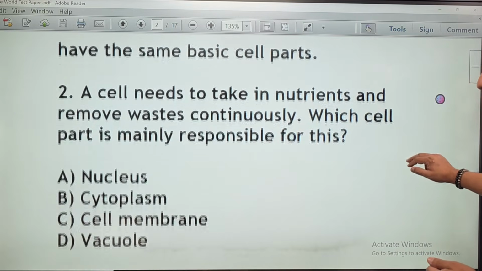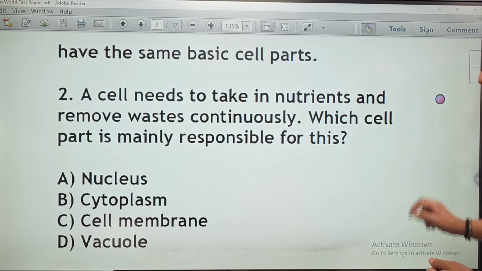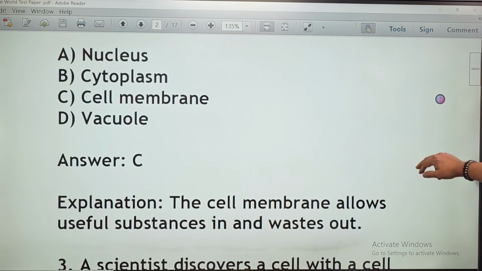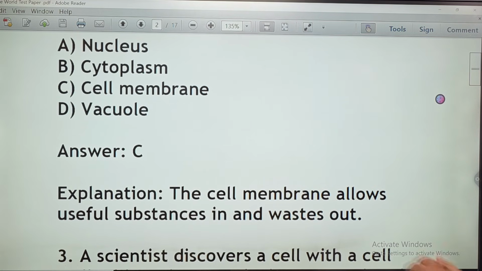Question number 2. Let me just bring it up. Sorry. A cell needs to take in nutrients and remove waste continuously. Which cell part is mainly responsible for this? Nucleus, cytoplasm, cell membrane, or the vacuole? The correct answer is option C, cell membrane. The cell membrane allows useful substances in and waste to be thrown out.